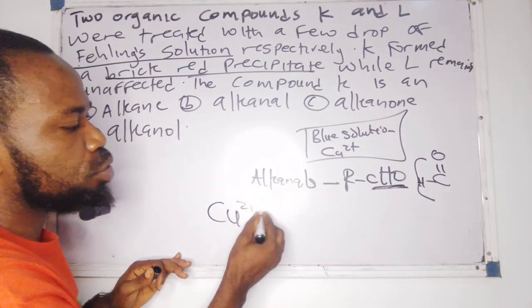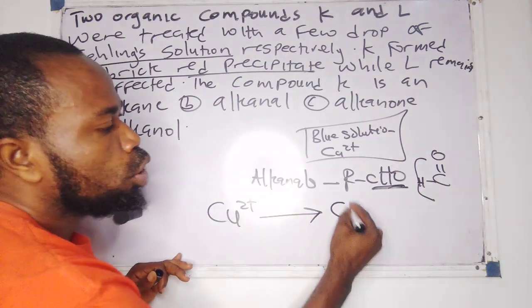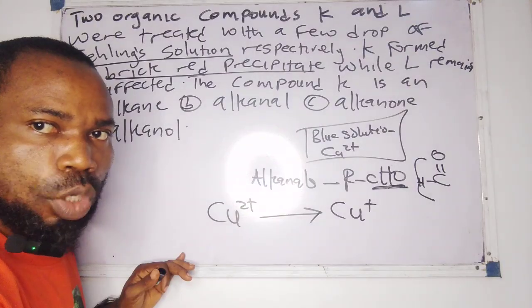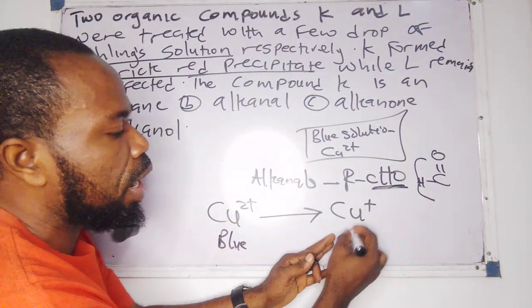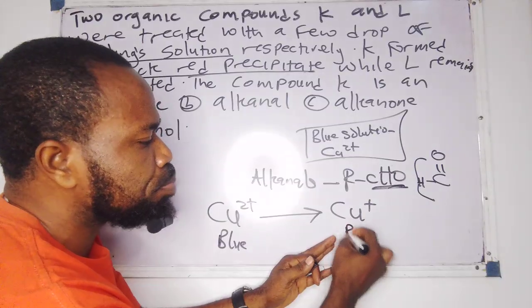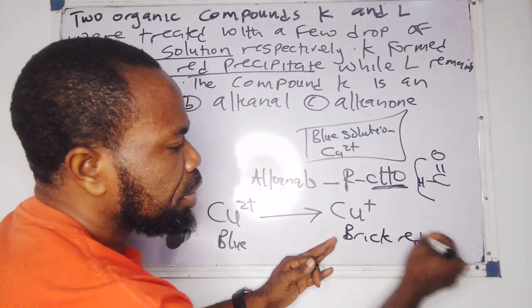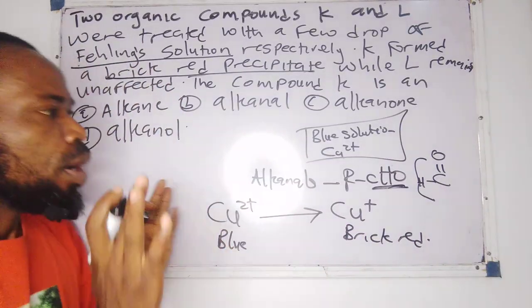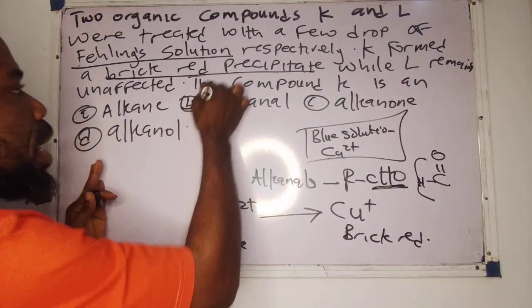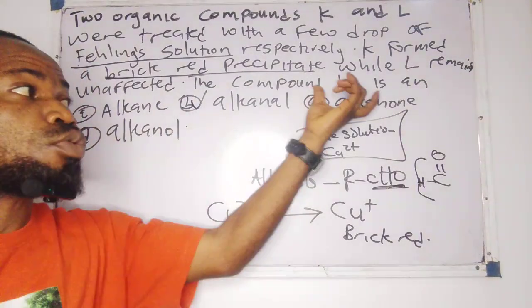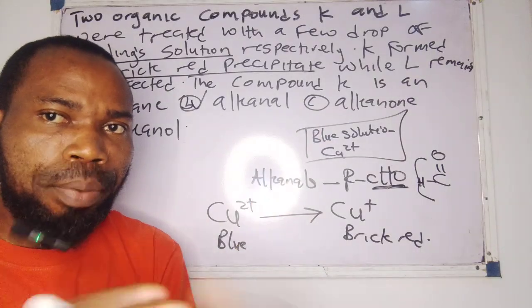Now, this alkanal reduces this copper(II) to copper(I). You see, this one is blue, so if it's reduced to copper(I), it will now have a brick red precipitate. Now, that is one way of testing. Now we already see our answer. Obviously, the answer is alkanal. When it comes to alkanol, it does not give a positive test.